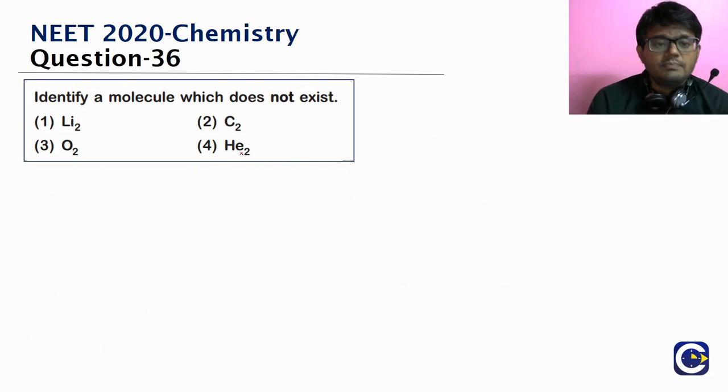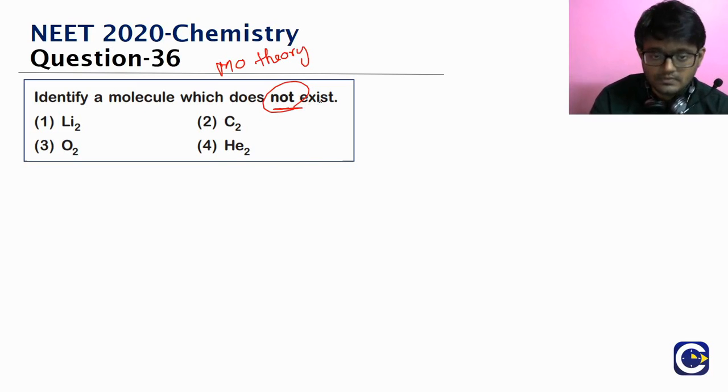Next we have question number 36. This is a question based on the molecular orbital theory. Okay, so what is this question? Identify a molecule which does not exist. So in molecular orbital theory, we'll talk about the bond order. Bond order will be equal to the number of electrons in the bonding orbitals minus the number of electrons in the anti-bonding orbitals, divided by 2. So if the bond order is equal to 0, then those molecules do not exist.